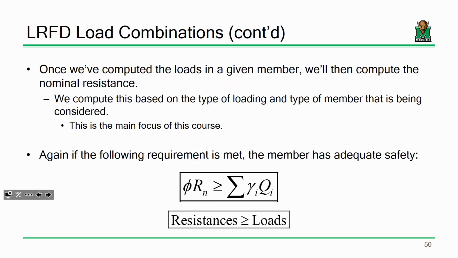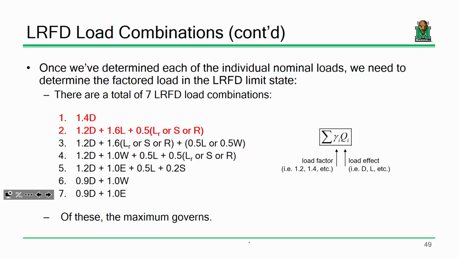Yes, sir? Cases 6 and 7, why would you want to use 0.9 times the dead, which decreases the dead? Because sometimes under those large winds and large earthquakes, the dead load might actually help you during an earthquake, and depending upon your load, you can have uplift effects. So the dead load could be acting in the opposite direction. I know that's a strange way of looking at it.